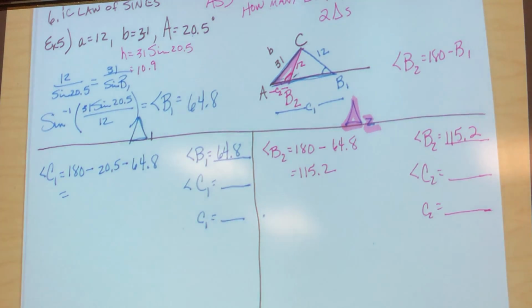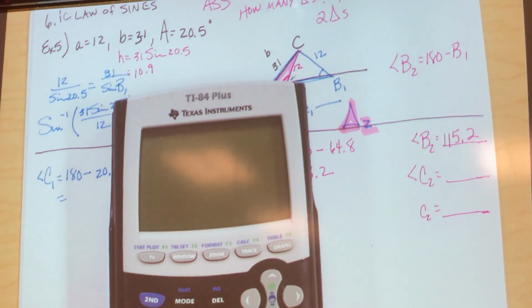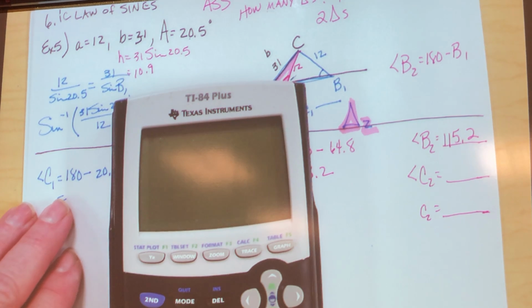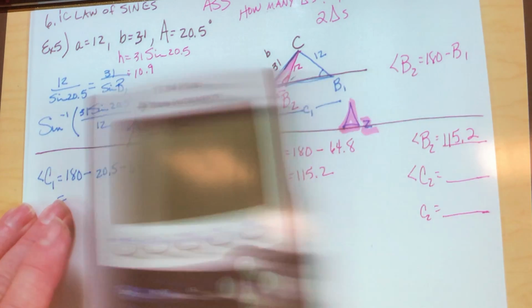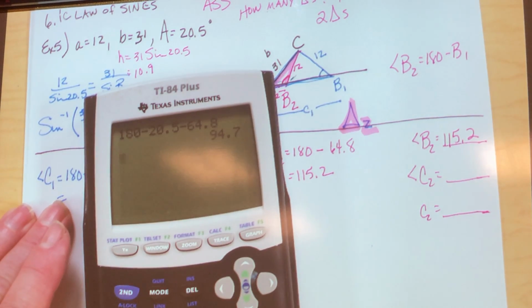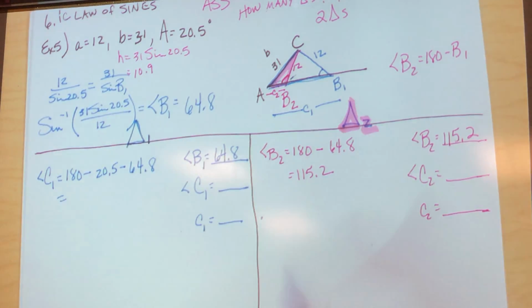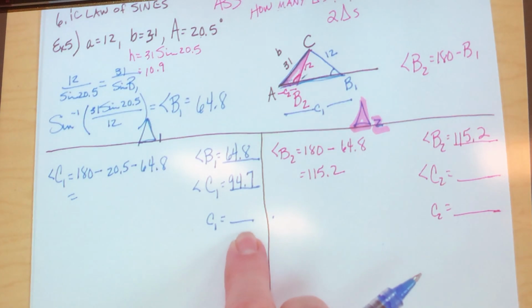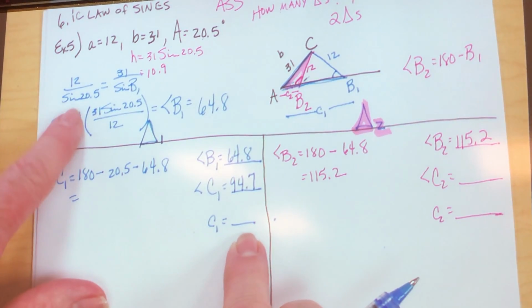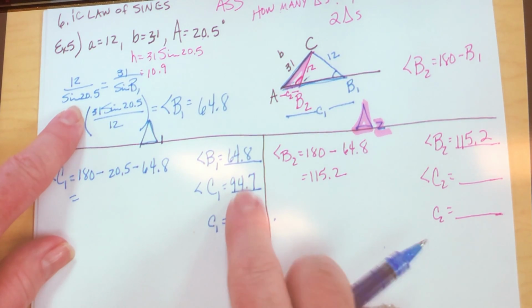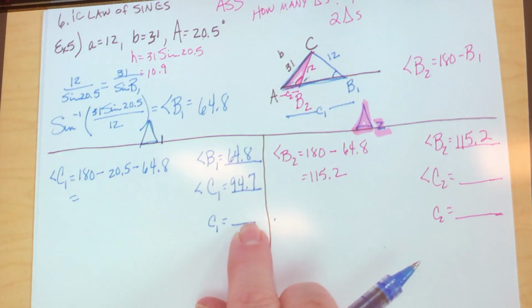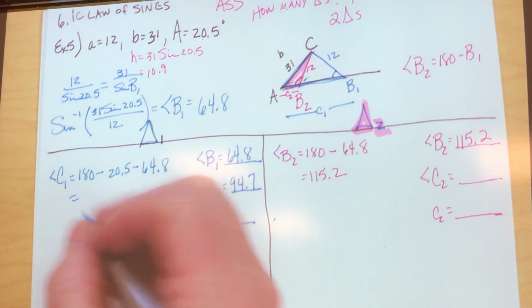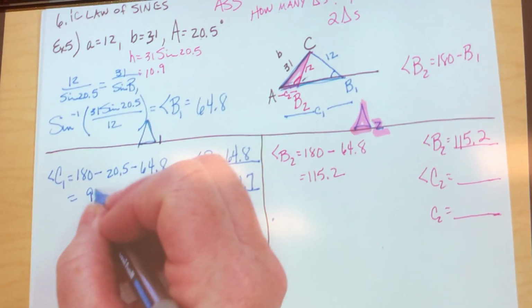Okay? Now what am I going to do with that? I'm going to pop it in my little calculator. Heavens forbid if I have to use my brain. 180 minus 20.5 minus 64.8. What'd y'all get? 94.7. Okay? Now all I lack is that side. Look, people, look up here. I'm going to use this ratio that I know, the pair that I know, and this angle. You'll tell me what his side is. Okay? It's very easy.